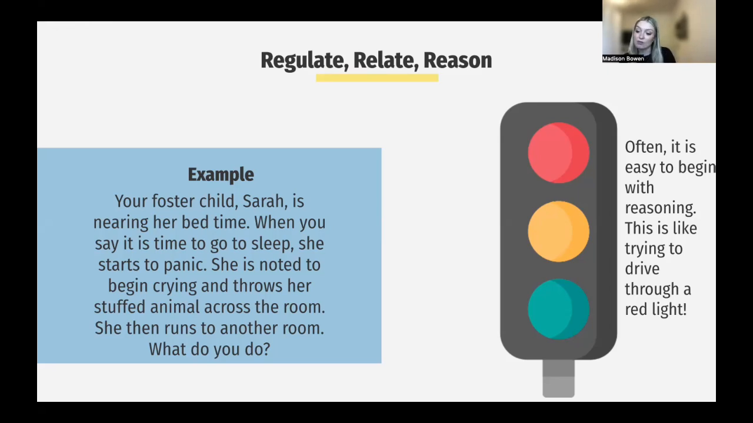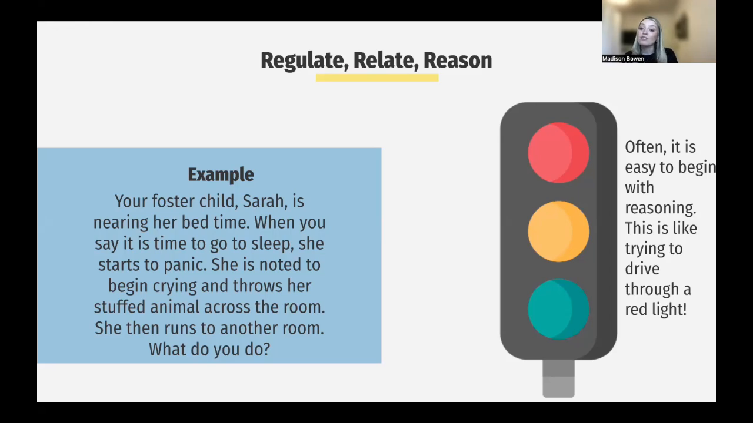Lastly, you can then reason. You can say something along the lines of, I want you to be rested so that you have the best day tomorrow and do well at school. And then you can follow that up by offering choice. So, do you want to read a book together first or change into your princess PJs? That is then giving some sort of power or autonomy to the foster child again.